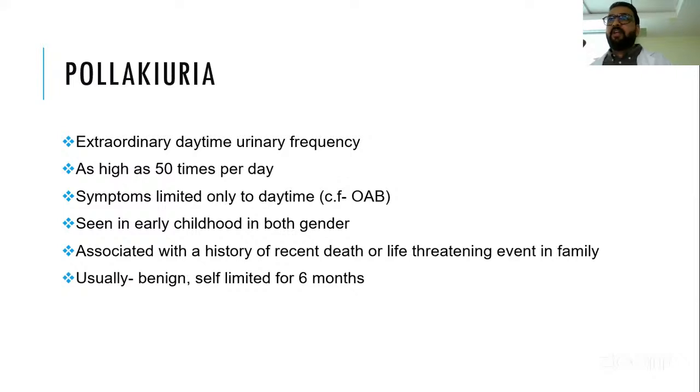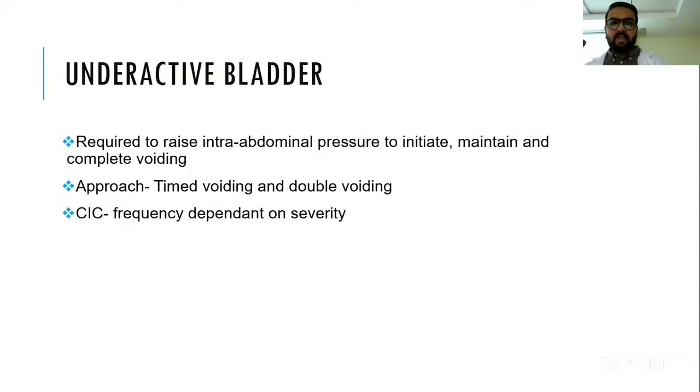Pollakiuria: extraordinary daytime frequency, as high as 50 times. The symptoms are limited only to daytime, compared with overactive bladder, and it is seen in early childhood in both genders, associated with psychological problems like a recent death, and usually benign up to 6 months. Underactive bladder: the child is required to raise abdominal pressure either to initiate, maintain, or complete the voiding. The approach is timed voiding and double voiding, and CIC may be required. The frequency is dependent on the severity.